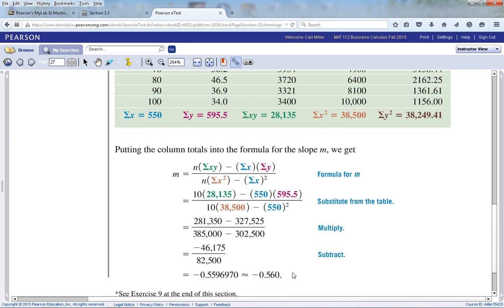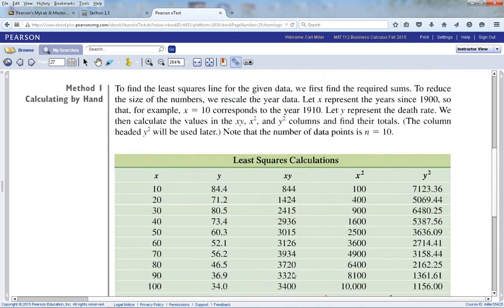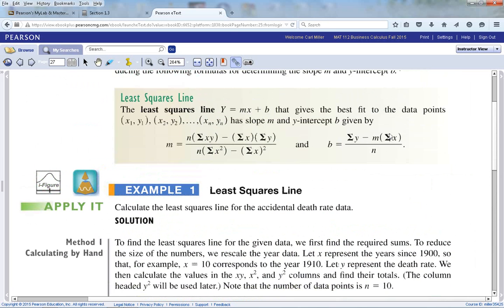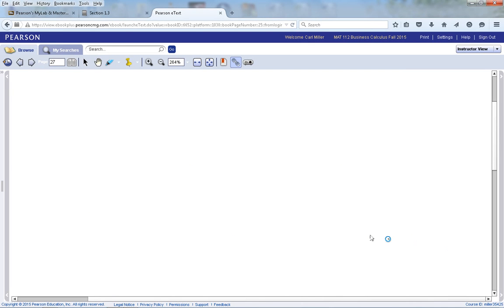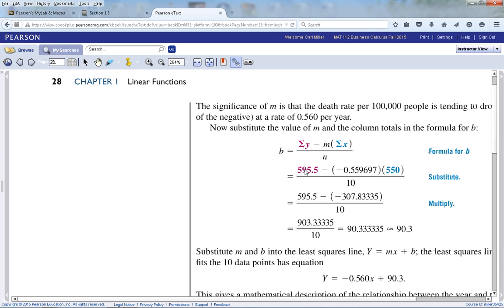Now the next thing we want to do is use our other formula. So if we go back, b says take the sum of the y's minus m, which we just calculated, times the sum of the x's and divide by n. So we can go over to the next page, and what you can see is that the sum of the y's was 595.5, minus what we just calculated m to be.